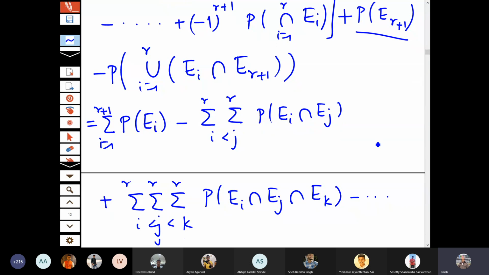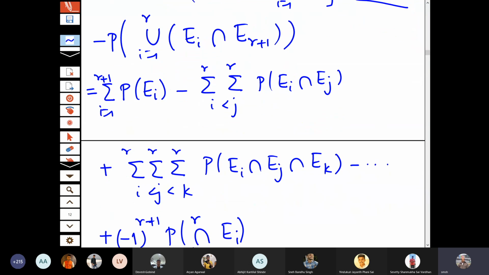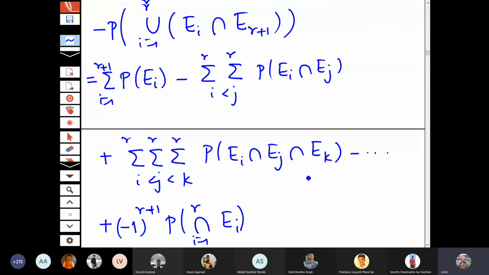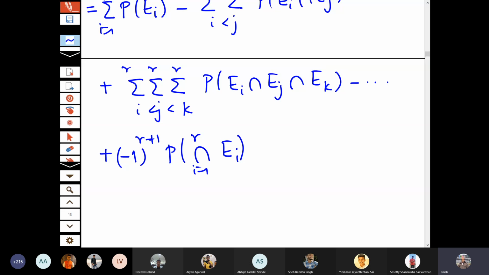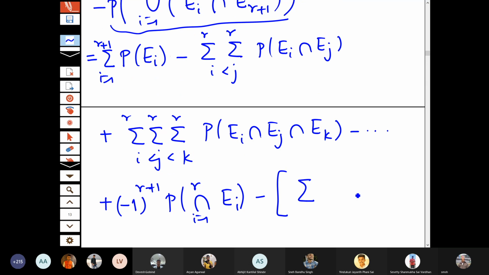Okay. And now let us look at the other terms. Other terms will come from this, that is the probability of the union of r events. So I will apply that formula here, minus sigma. Is this breakup clear to you?